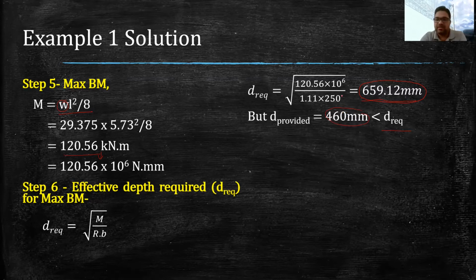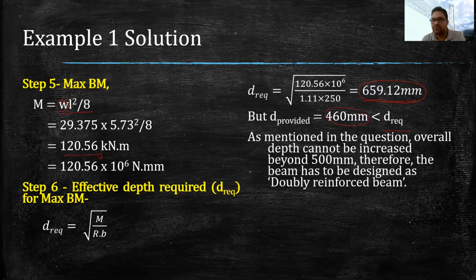And that is why it confirms that we are supposed to design the doubly reinforced beam. So I have mentioned here, as mentioned in the question, overall depth cannot be increased beyond 500 mm, and therefore the beam has to be designed as doubly reinforced beam. So this confirms that our beam will be designed as doubly reinforced beam.